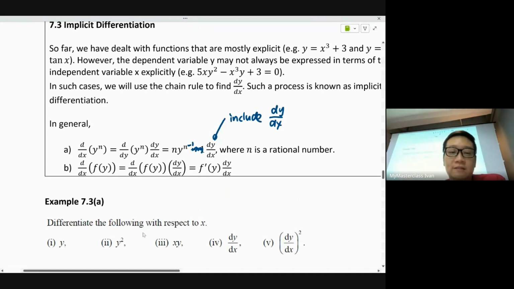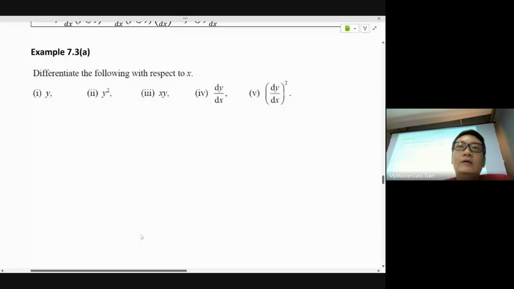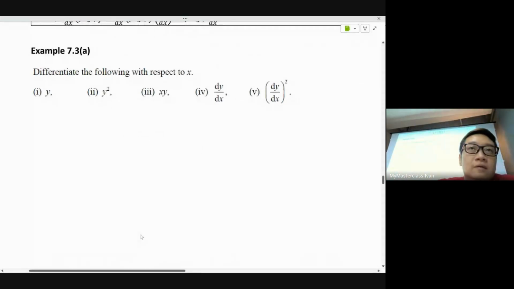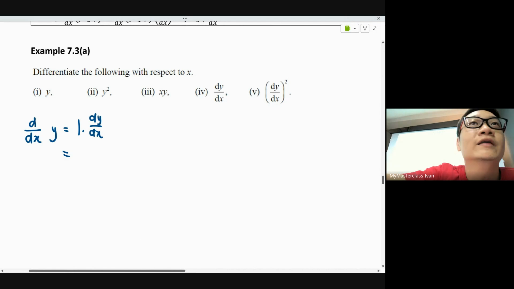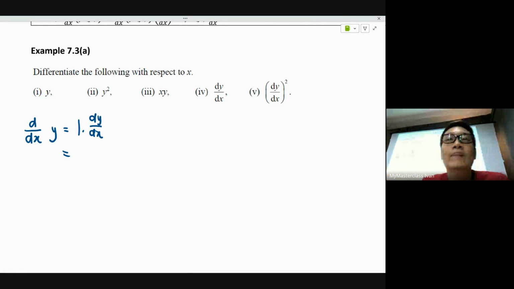So first, d dx y becomes 1 times dy dx. So basically, from now on, when I ask you to differentiate y, it becomes what? You must tell me dy dx already. Don't tell me 1 times dy dx. It's the gradient function, the differential of y.